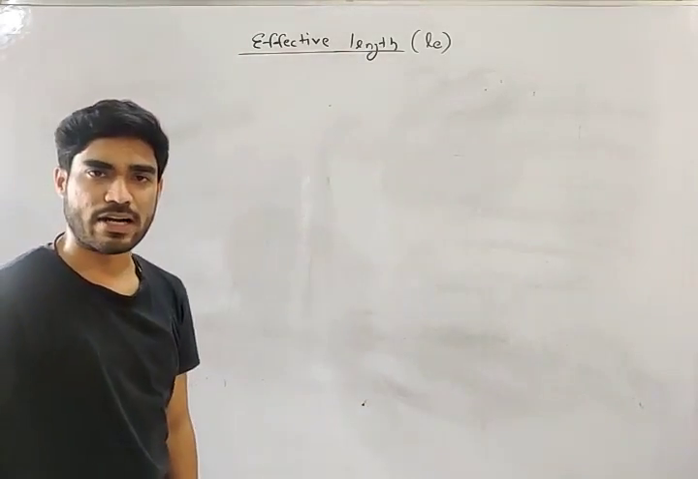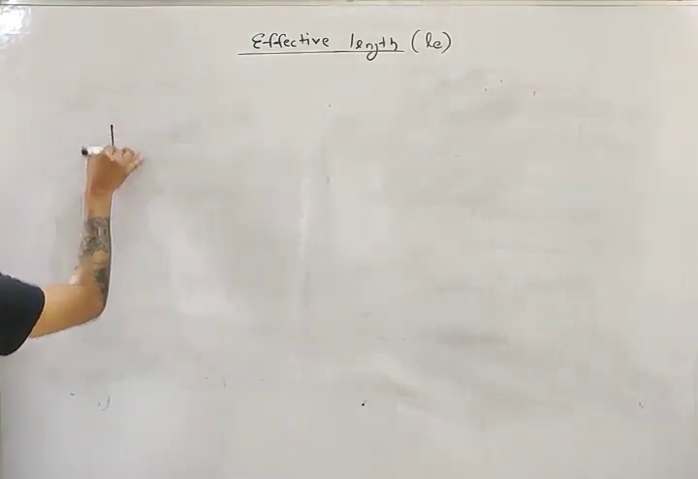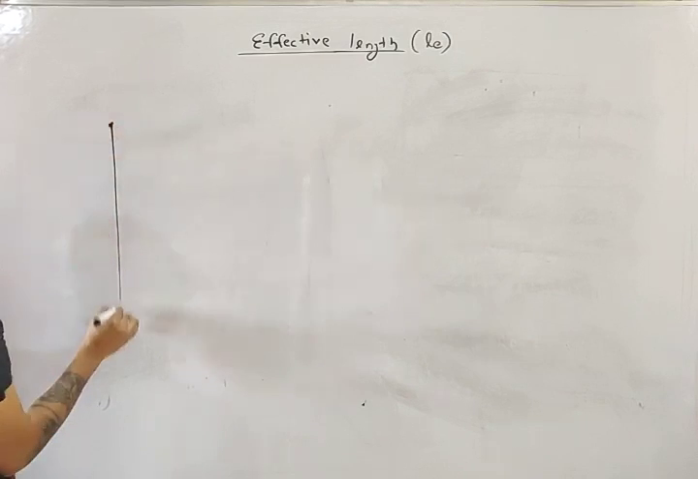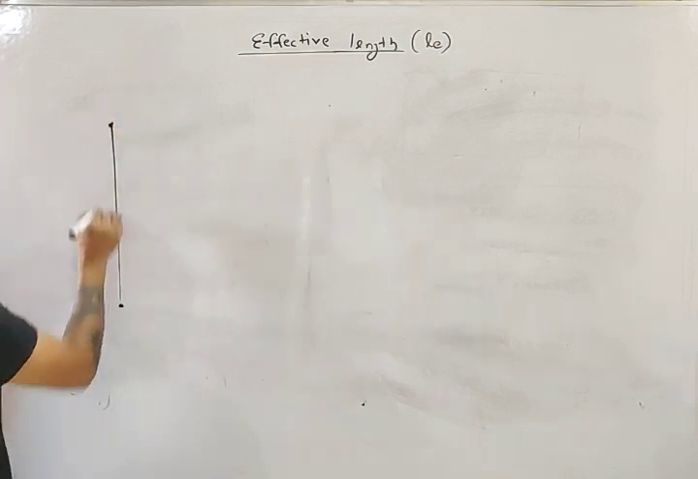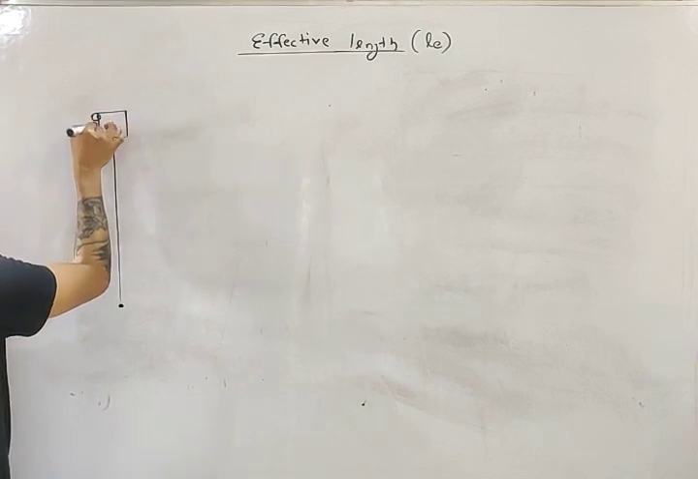So what do we do, my friend? We assume different end conditions. For example, let's say this is the first end condition: both the ends are hinged.